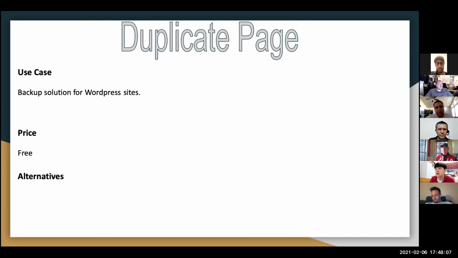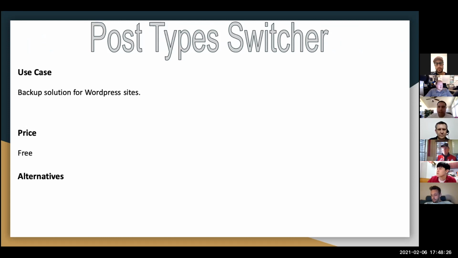Duplicate Page. Sometimes you need to duplicate a post, a page, or a listing. This is what I use. Click a button next to the edit button, and it duplicates the page for you. Really easy. Post Type Switcher. If you or your client create the listing in the wrong directory, you just go and, with Post Type Switcher, you can switch it without losing any data, without having to recreate the listing all over again. Really easy to use too.